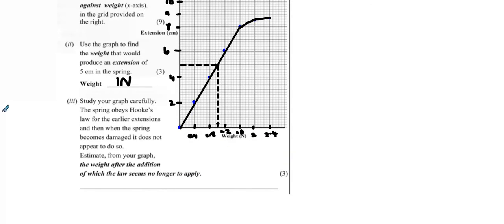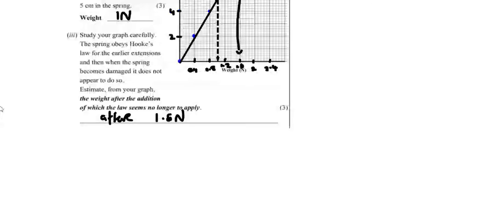Study your graph carefully. The spring obeys Hooke's law for the earlier extensions, and then when the spring becomes damaged, it does not appear to do so. Estimate from your graph the weight after the addition of which the law no longer applies. I think it no longer applies after down here, 1.6 newtons. So I'd say after 1.6 newtons. Okay.